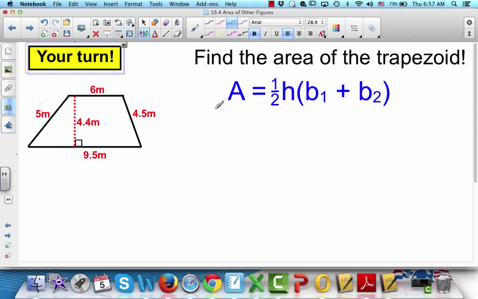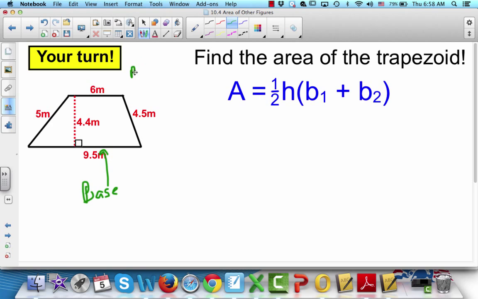Okay, it's your turn. Find the area of this trapezoid. You've got the formula here. Identify the bases and then identify the height and fill in your information. Pause the video and then get back to me. Okay, so we've got our bases, one is here, and the other base is up here on top, and the height is right here. Okay, did you get that part?